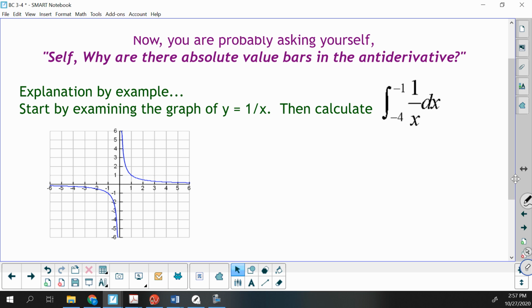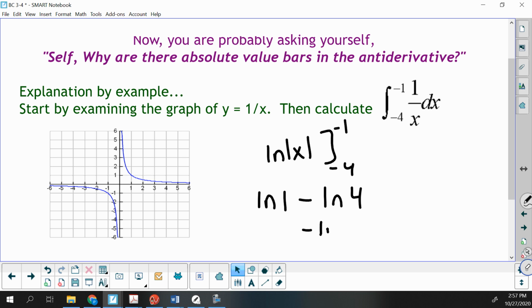Let's say we took the antiderivative, so we get natural log absolute value of x, and we're going to evaluate from -4 to -1. Well, when you sub in -1, it gives you natural log of 1. When you sub in -4, it gives you natural log of 4. Well, natural log of 1 is 0, so you just get minus the natural log of 4, which is around -1.386.